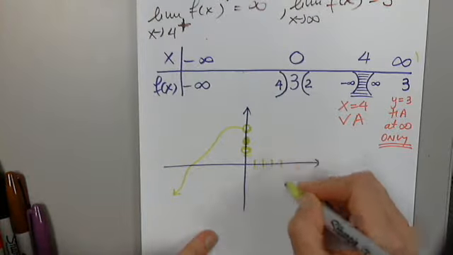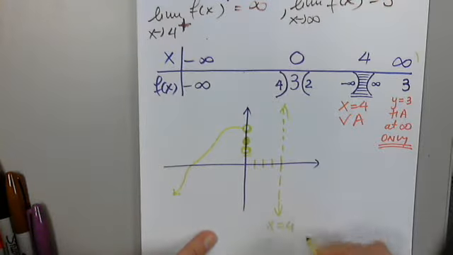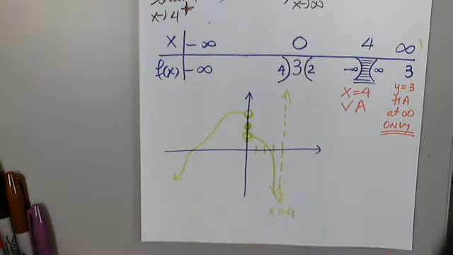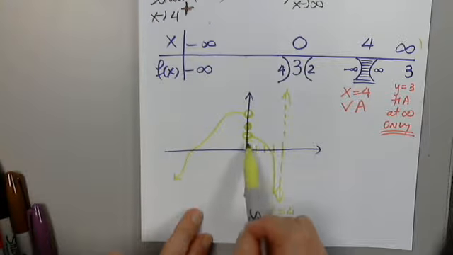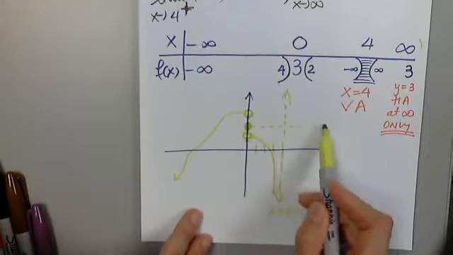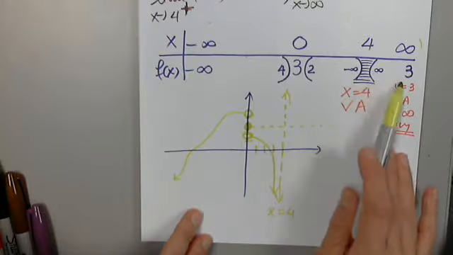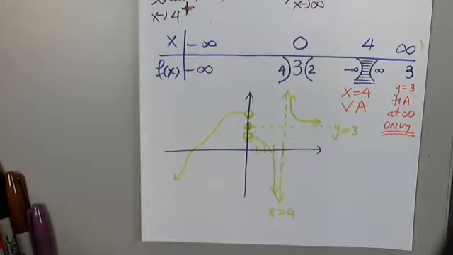1, 2, 3, 4. X equals 4. From 2 down to negative infinity. This was 1, 2, 3, right here. On the right-hand side of 4, infinity down to 3. And this is an example of a function that fulfills all the given conditions.